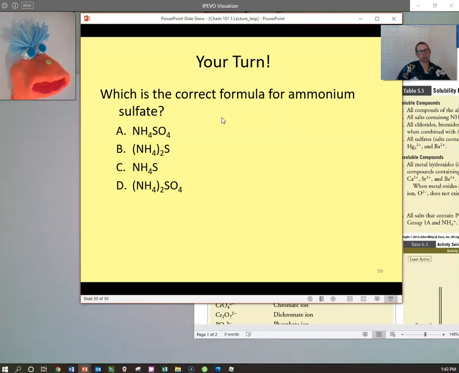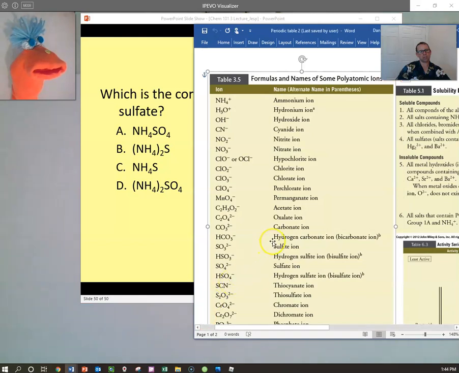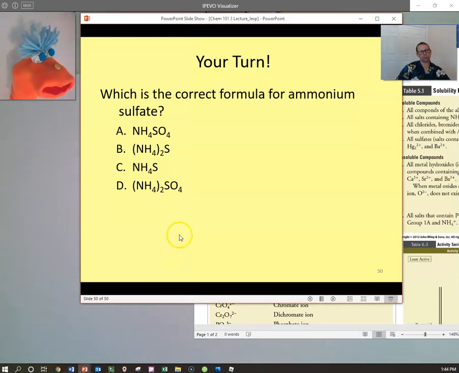Ammonium. I remember ammonium, NH4. All right. And sulfate, do you remember that? No. Look at the polyatomic ion chart here. See if you can find it. I don't see it. Oh, there it is. Sulfate, -2 charge. So you're going to need 2 ammoniums, and so the answer is D.